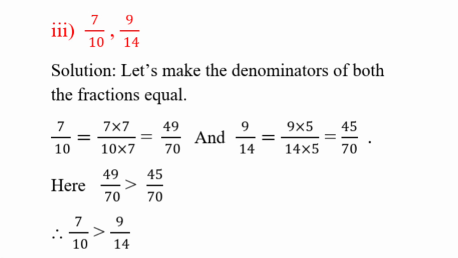So we have the fractions after making the denominator the same: 10 7s are 70 denominator, 7 7s are 49 numerator, so 49 by 70. The other fraction is 14 5s are 70 denominator, then 9 5s are 45 numerator, so the fraction is 45 by 70. Fraction 49 by 70 is greater than 45 by 70. Hence the fraction 7 by 10 is greater than 9 by 14.